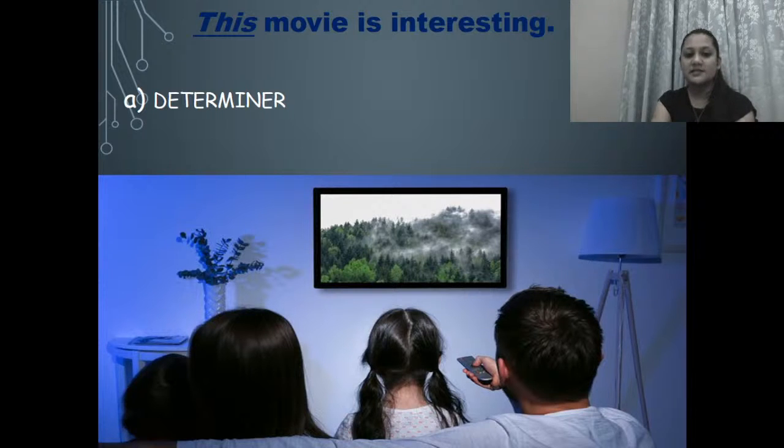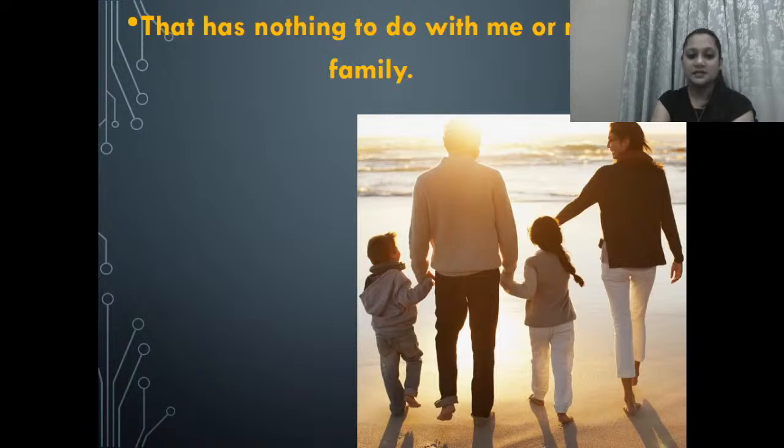How did we come to this conclusion? Because there's a word that is this, that, those, these, right? If they are coming just before the noun, we are going to point them out as determiners. This is definitely an example of a determiner, right? That has nothing to do with me or my family, right? After that, is there any noun? Has is not a noun. Nothing is not a noun. Directly, family is a noun here. So it is going to be a pronoun.